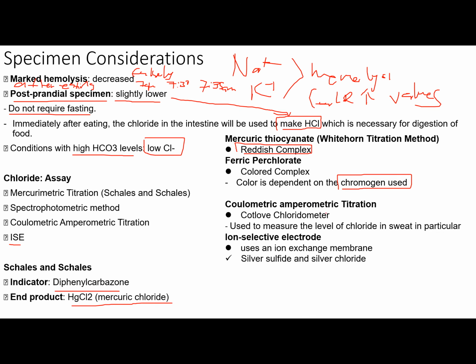Then we have your colorimetric amperometric titration. It uses a Cotlove chloridometer, used to measure the level of chloride in sweat in particular. Then we have your ISE. So the ISE, class, uses an ion exchange membrane, either silver sulfide or silver chloride. So let's have a recap. For sodium, glass. For potassium, valinomycin. For chloride, it would either use silver sulfide or silver chloride. So that's for your ISE, ion selective electrode.